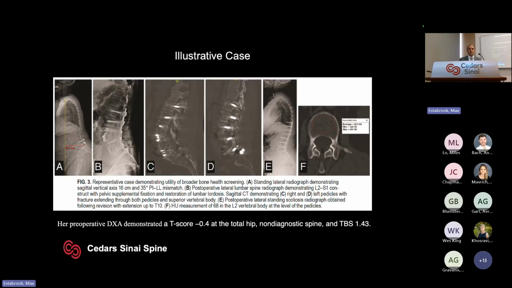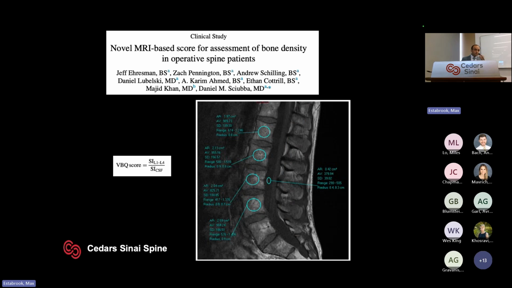And then they posted this illustrative case that shows a really nice reconstruction. You can't really fault them for hitting their alignment goals, L2 to pelvis, but there was an early failure fracture needing extension. And you can see here, despite the normal DEXA scan, low Hounsfield units, bad trabecular bone score. So this is the stuff we're talking about.